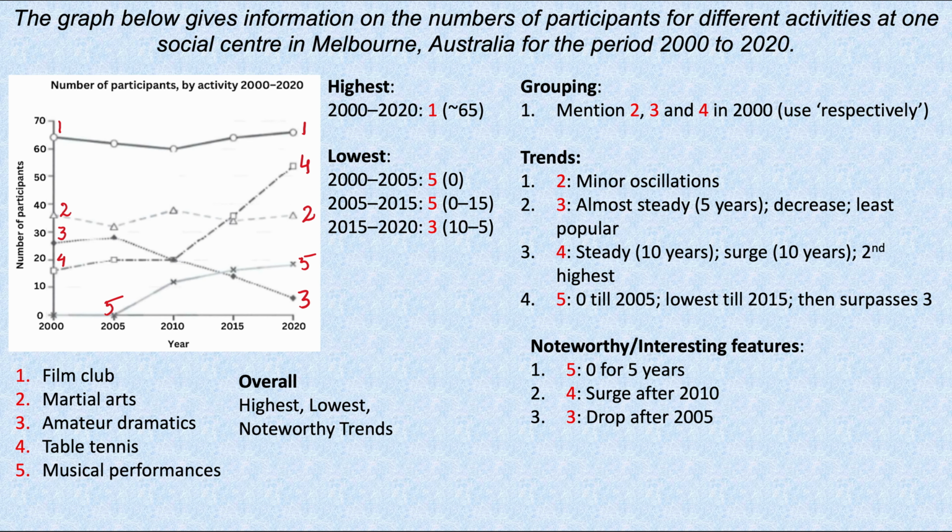Just to recap what we have done, we first analyzed the data that we have in the graph. To make this process simpler, we allotted numbers to each of the lines, which correspond to the different activities. These numbers are only for planning. We do not use them in our writing. For planning, we look for the highest, lowest, group the data, look for trends, increases, decreases, fluctuations, etc.